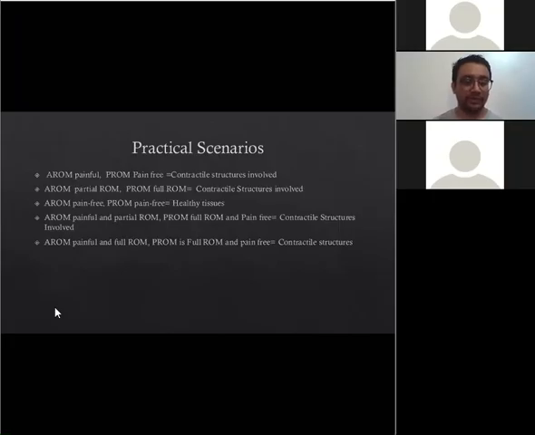Okay, now let me give you another practical scenario. Active range of motion is pain-free, full range of motion. Passive range of motion is pain-free, full range of motion. What does that mean? Normal. There, we don't have to worry about it. We can move on. Now we can think about other structures.